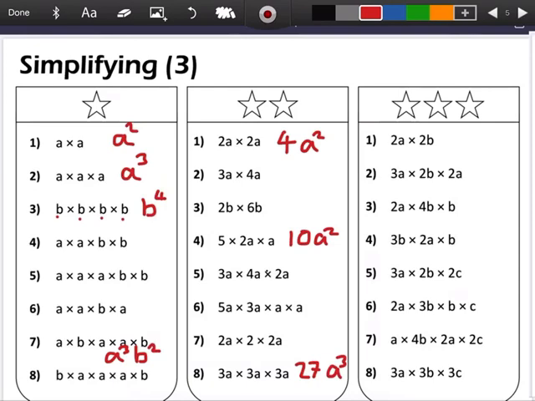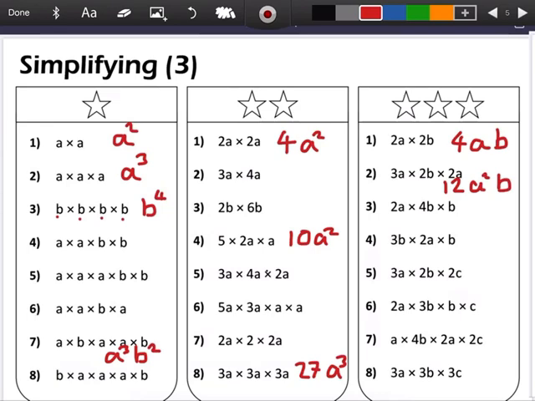Now, let's have a look at a couple of the 3-star questions together before I give you the chance to mark your own. 2a times 2b, so 2 times 2 is 4. A times b we can write as ab, so 4ab. On the second one, 3 times 2 times 2 is 12. A times b times a. So the a times the a gives us a squared, so 12a squared b.